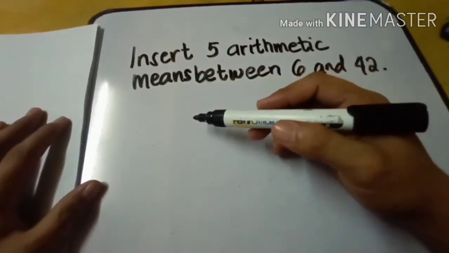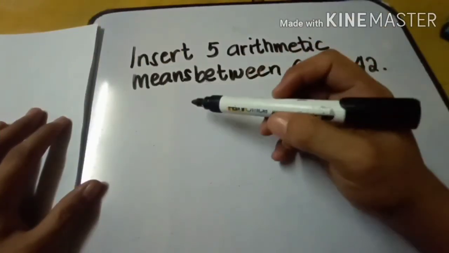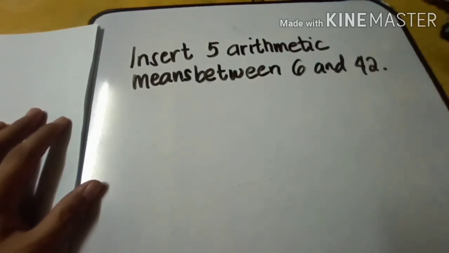Now let's come to the arithmetic mean. When we say arithmetic mean, we are simply inserting certain terms between the given two terms. Without further ado, let's study this given example. So here are the examples of an arithmetic mean. Let's say we have to insert 5 arithmetic means between 6 and 42.